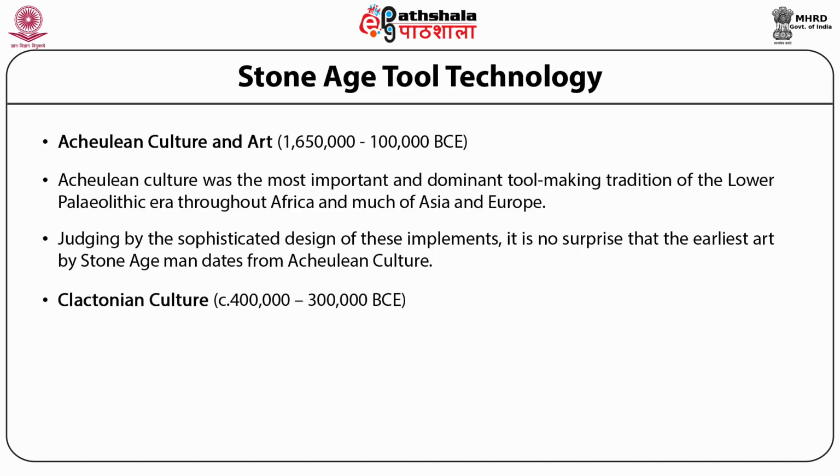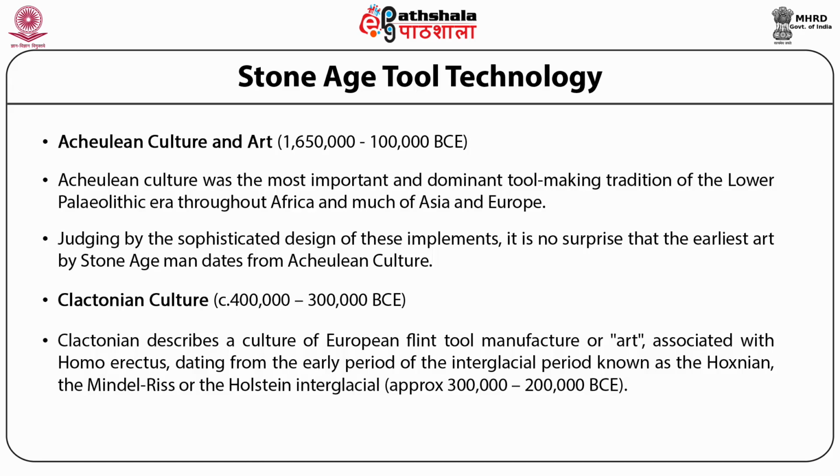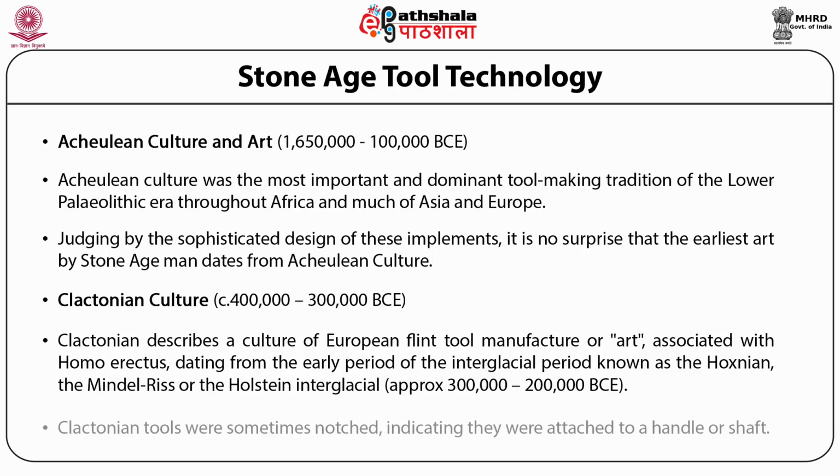Clactonian culture. Clactonian describes a culture of European flint tool manufacturing or art associated with Homo erectus, dating from the early period of the interglacial period known as the Hoxnian, the Holstein or Middle Pleistocene interglacial. It was named after the type site located in Clacton-on-Sea on the southeast coast of England and at Swanscombe in Kent. The latter also provided evidence for the existence of a subspecies of Homo erectus known as Swanscombe man. Clactonian tools were sometimes notched, indicating they were attached to a handle or shaft.